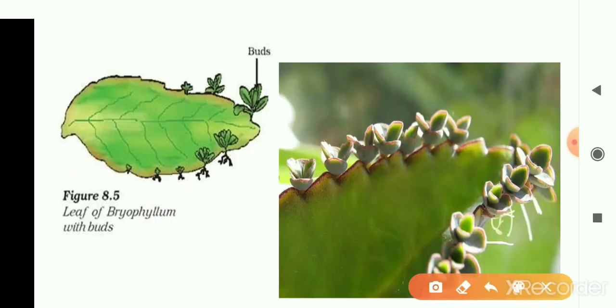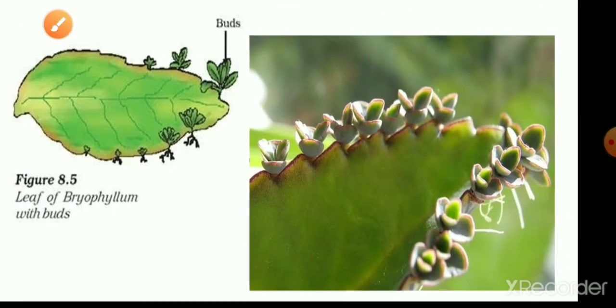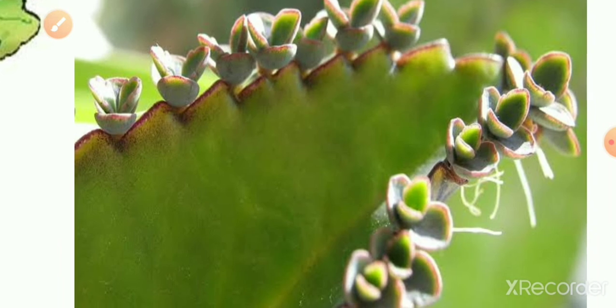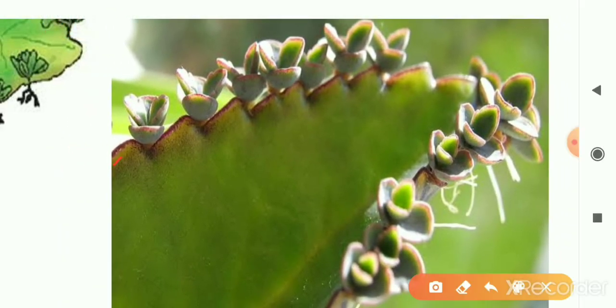Like in the case of Bryophyllum, this is Bryophyllum. Bryophyllum is a succulent xerophytic plant, and as the leaves grow older, at the notches, as you can see in this picture of a Bryophyllum leaf, you find at the margin, in the notches, tiny buds appear. These are the buds.